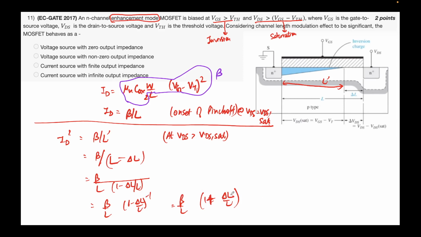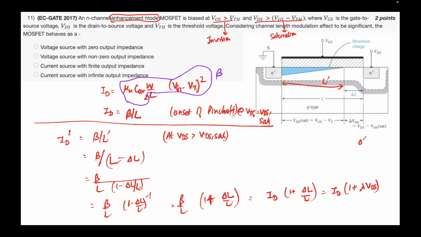Now this delta L is directly dependent on delta VDS, right? Because remember, the change is being caused by the VDS. And this beta by L is nothing but my original expression. So this will be nothing but your ID, and 1 plus delta L by L. Another way of writing the same thing, delta L by L, is we denote it by a different parameter when we convert it into VDS. This is the factor that we incorporate.